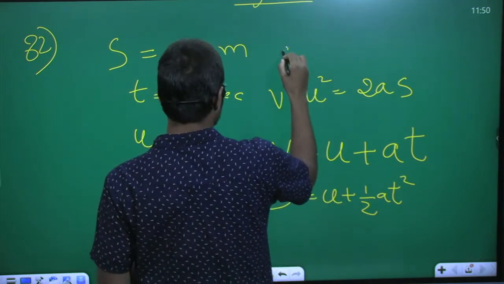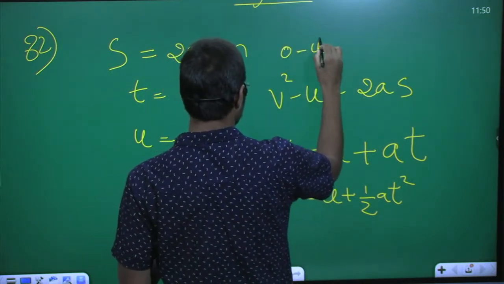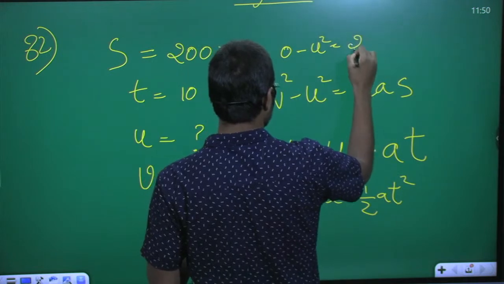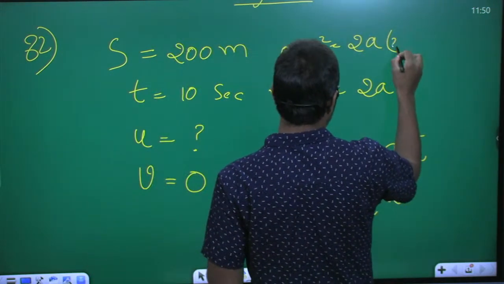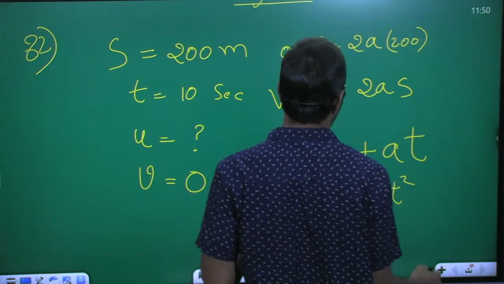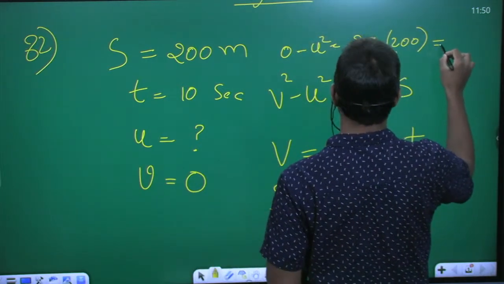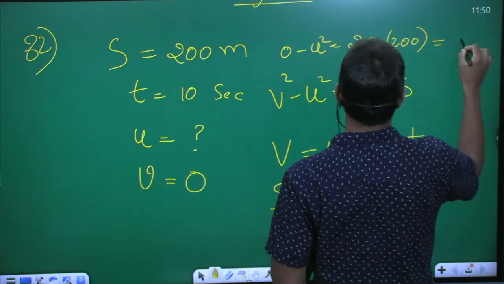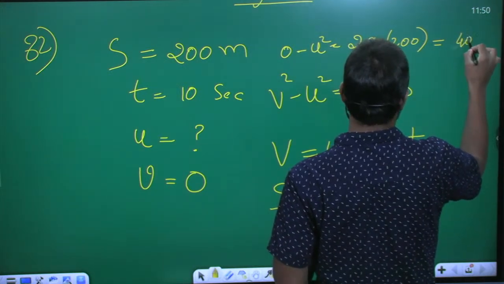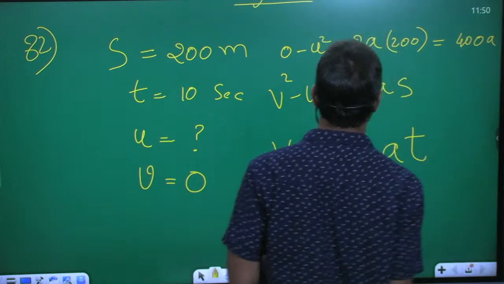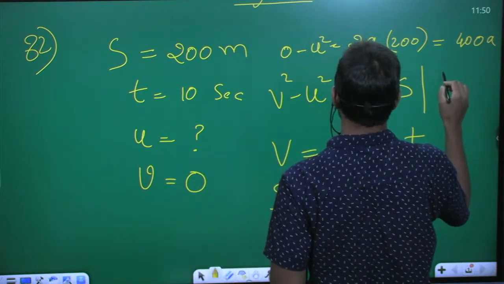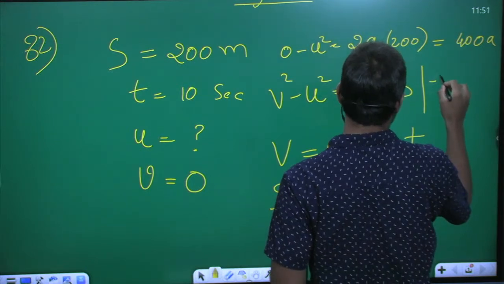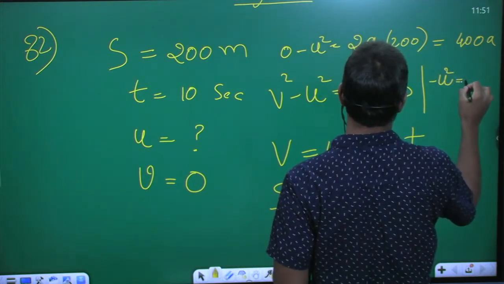So 0 minus u square is equal to 2 into a into s, which is 200, right? So what do we get from here? 400a. Minus u square is equal to 400a.